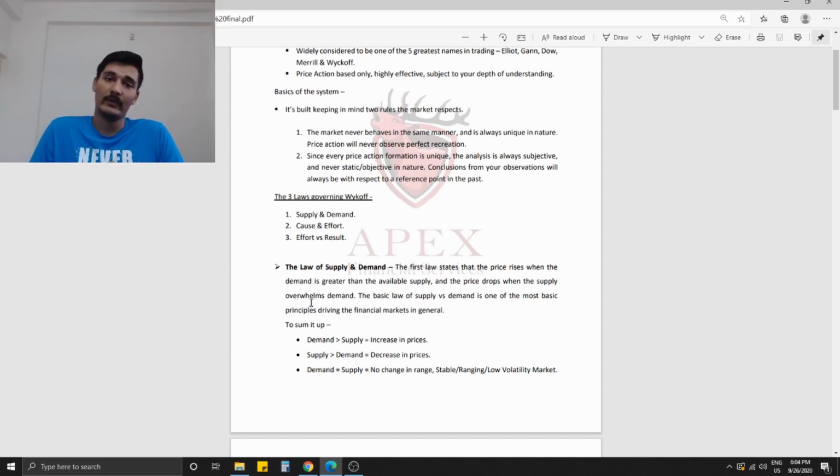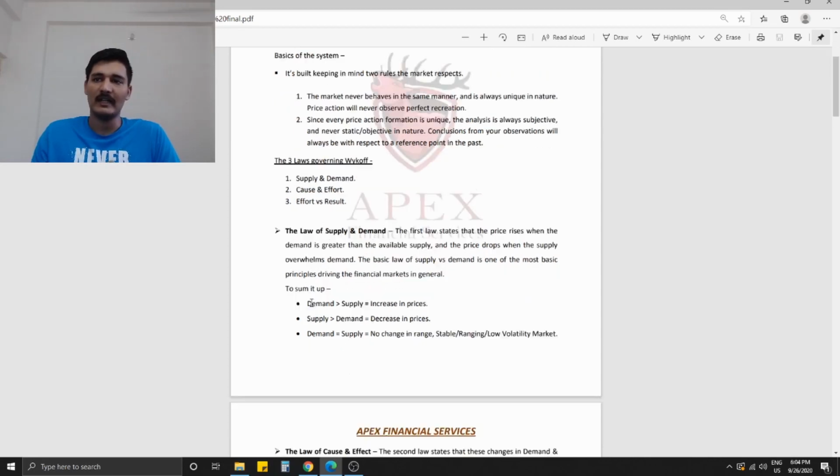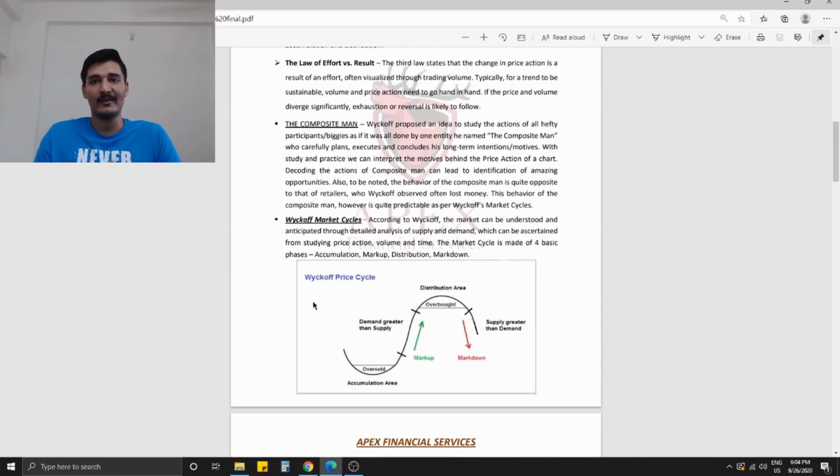Then you had effort versus result. Now he also said that the stronger the cause, the bigger the effect, but there was a way to measure that through the effort, which was visible through the generic trading volume. So the entire Wyckoff theory is built around these three things.